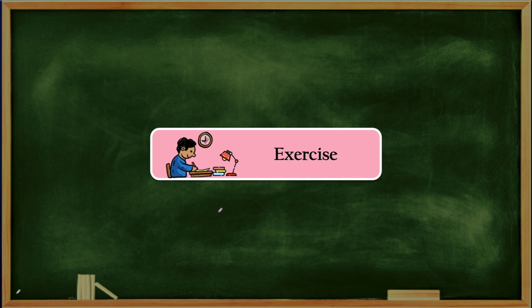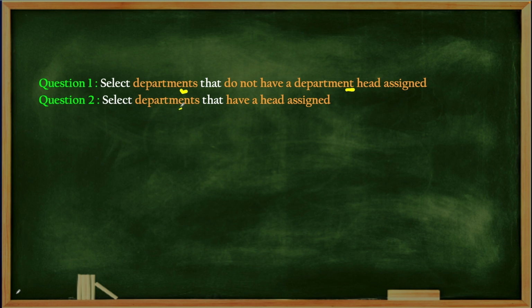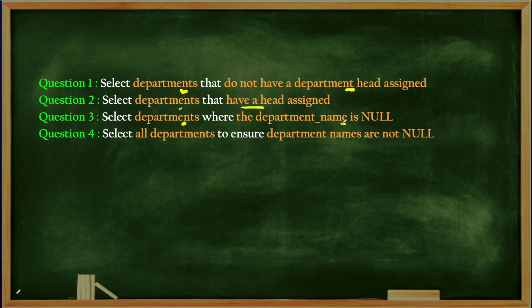Hello everyone. We're going to work on the null operator assignments. Question number one, select the departments that do not have department head assigned. After that, we're going to select the departments that have department head assigned. Then third question is, we're going to select the departments where the department name is null.